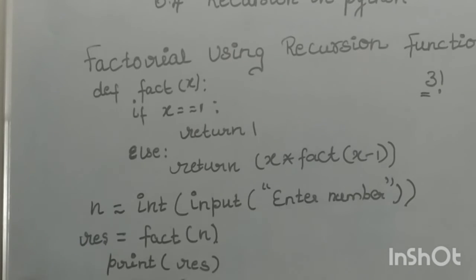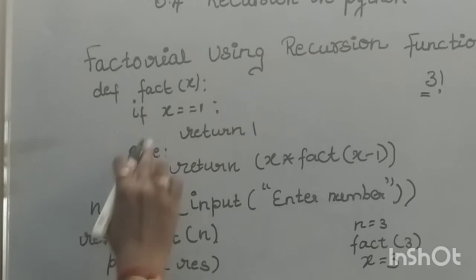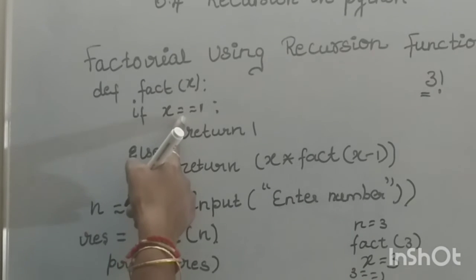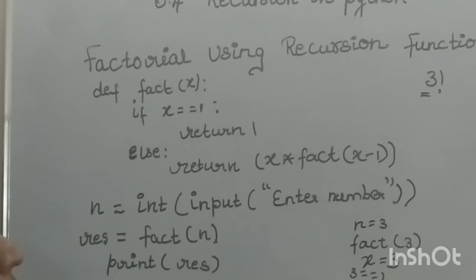See how it works. First time it gets the value from the user. I have given the n value equal to 3. Next statement is fact of n, which is fact of 3. This 3 value is passed to the variable x. Now x equal to 3. Now it checks 3 equal to 1. It is a false statement. If it is a false statement, the control transfers to the else part.